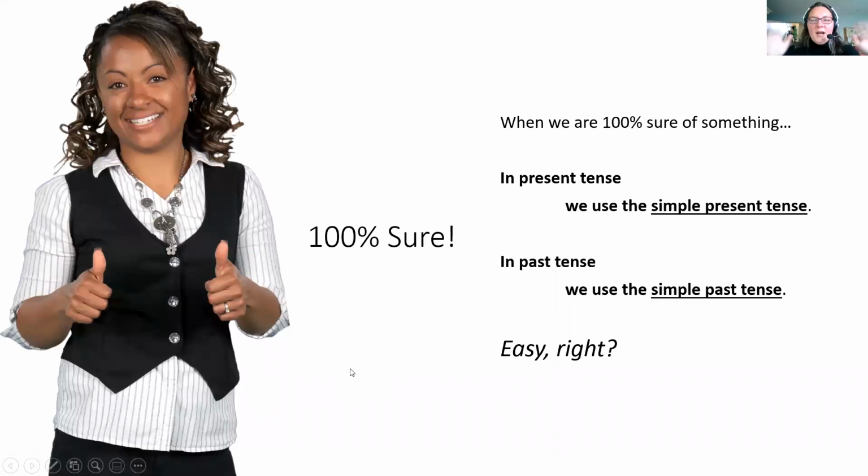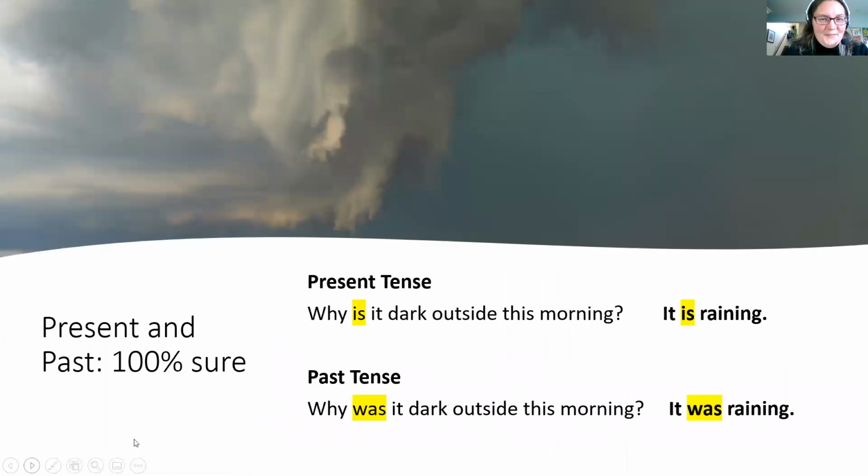All right, 100% sure. We talked about being 100% sure. When we are certain of something, 100%, we simply need to use, and this is simple, the simple present tense or the simple past tense. That is so easy, right? We can do this. Good.